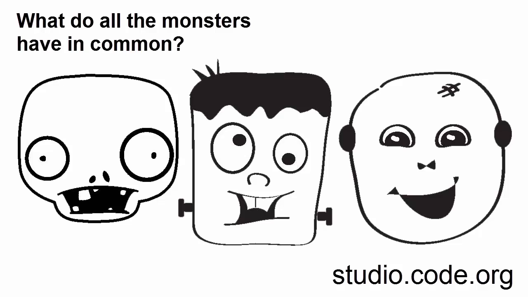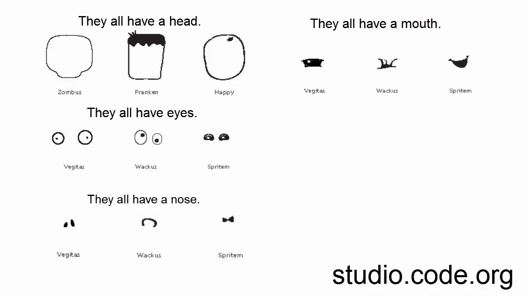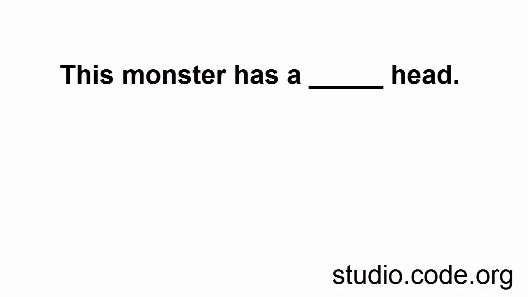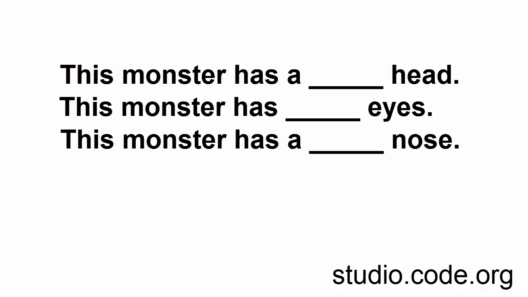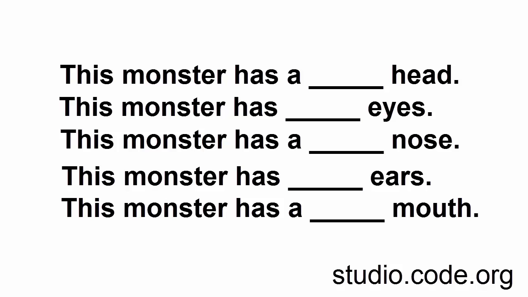We know from looking at the pictures that there are several options for different head shapes, eyes, noses, mouths, and ears, including no ears. Using abstraction, we now want to modify these statements so that they could describe the qualities of any monster. For example, this monster has a blank head. This monster has blank eyes. This monster has a blank nose. This monster has blank ears. And this monster has a blank mouth.